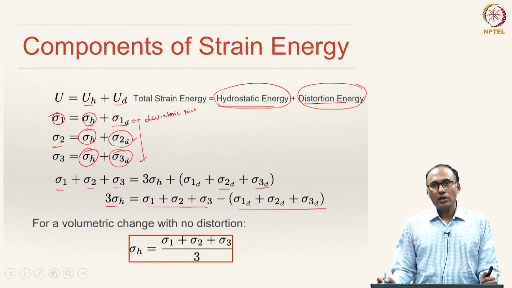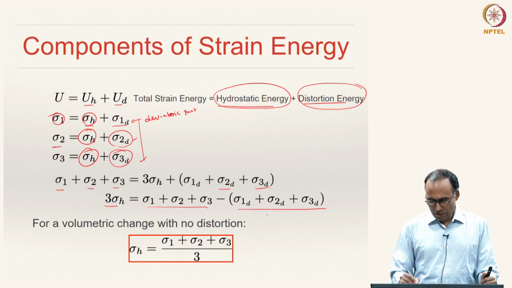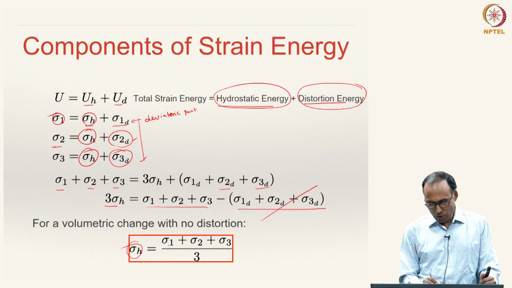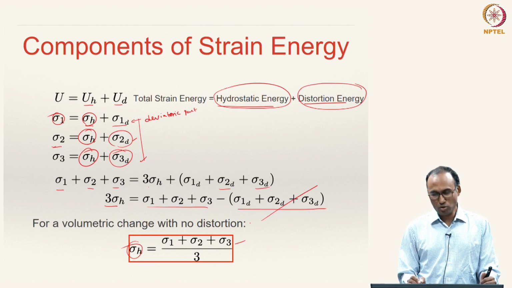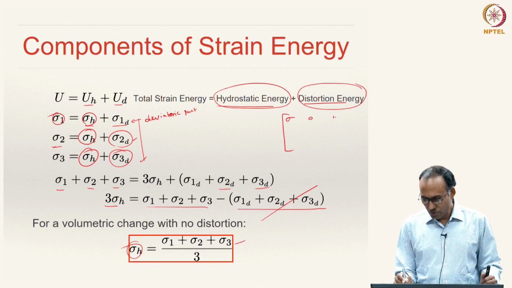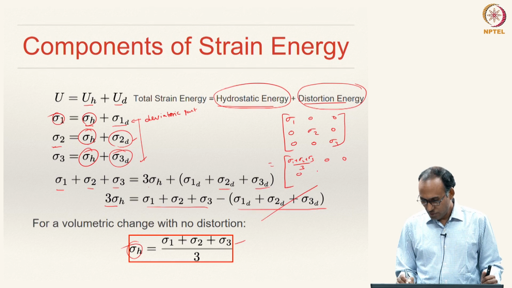Now, if you do not have any distortion, if you only have volumetric change, then this term can be made 0, and as a result your hydrostatic stress will be equal to sigma 1 plus sigma 2 plus sigma 3 by 3. So, if you have a stress tensor sigma 1 0 0, 0 sigma 2 0, 0 0 sigma 3. This can be written as sigma 1 plus sigma 2 plus sigma 3 by 3, that is your hydrostatic stress.